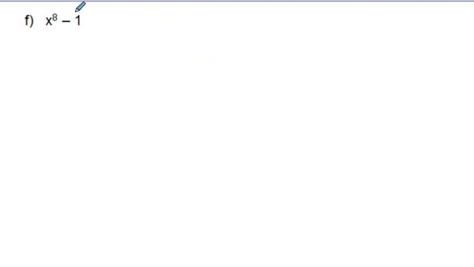Now, problem F, we have this x to the 8th power minus 1. Doesn't look easily factorable. But when you think about it, we can use the difference of squares, just like we did in the prior problem. And what is the square root of x to the 8th power? Well, it's going to be x to the 4th power.